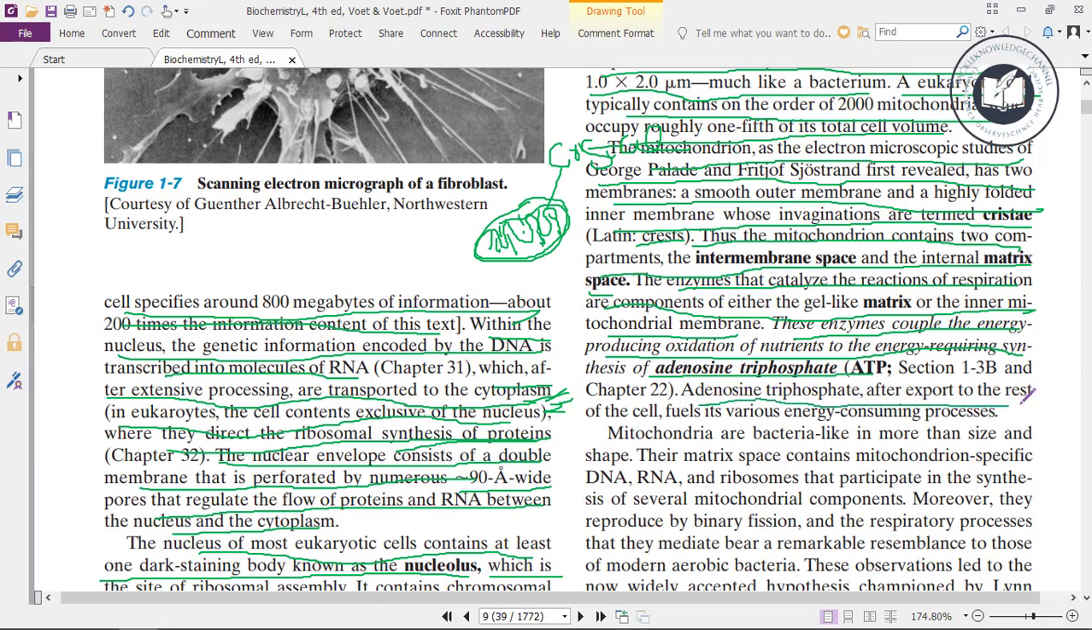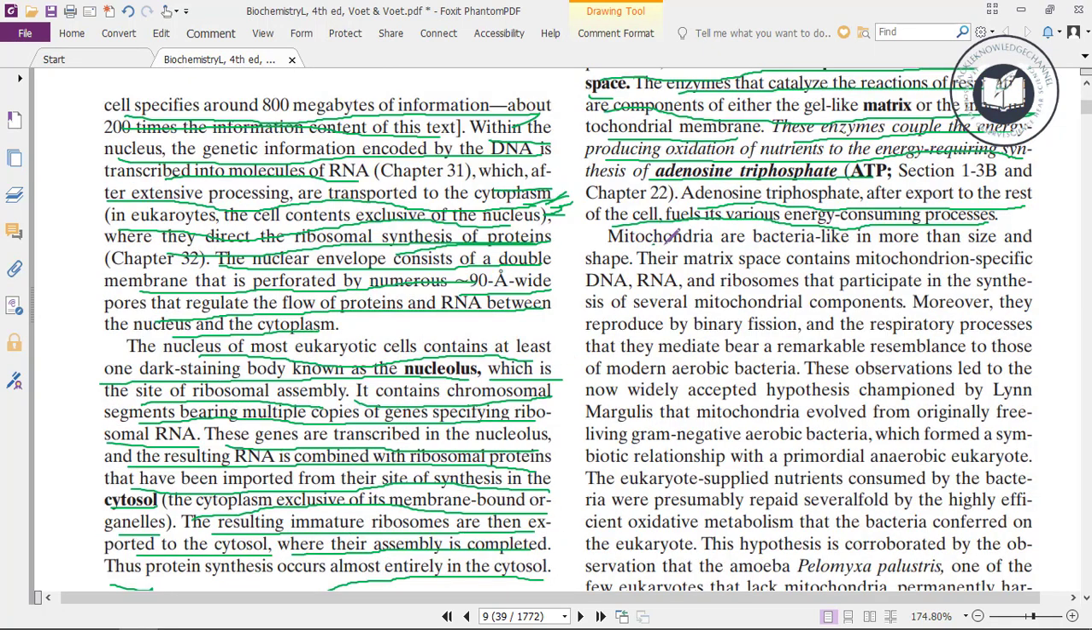Adenosine triphosphate, after export to the rest of the cell, fuels its various energy-consuming processes. So after synthesizing, this ATP is exported to the rest of the cell, and then it fuels the energy-consuming processes.